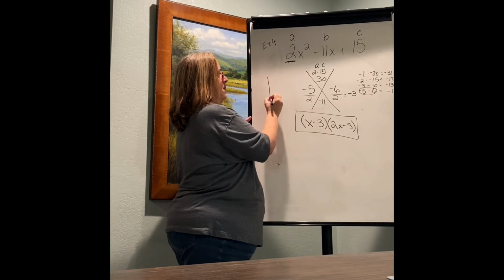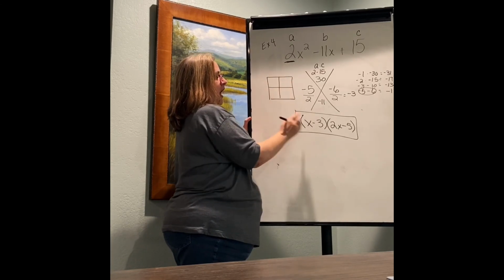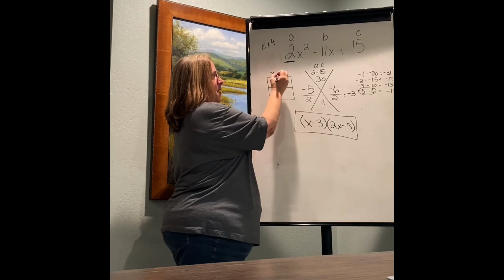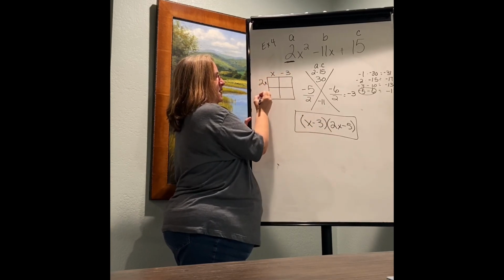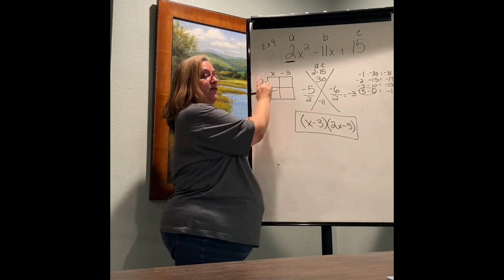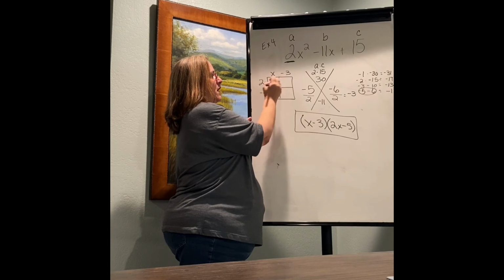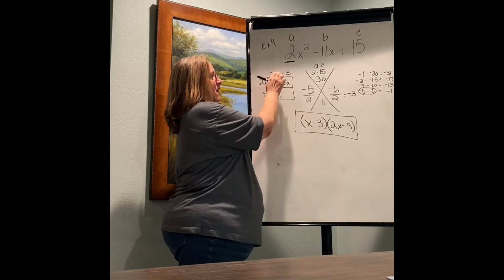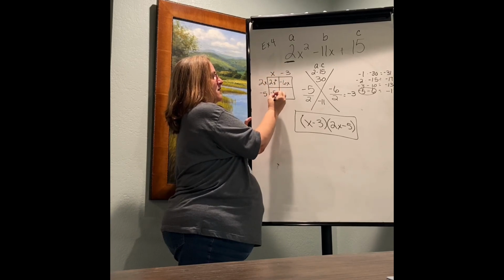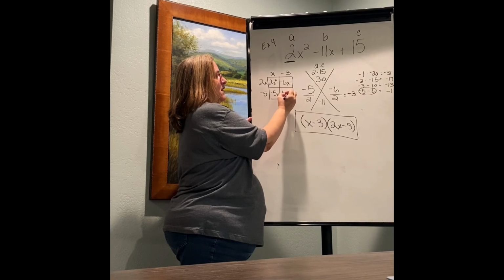So if I use the box method, I would take this first factor, put it on the top. This second factor, put it on the side. And then I multiply to fill in the box. 2x times x is 2x squared. 2x times negative 3 is negative 6x. Negative 5 times x is negative 5x. Negative 5 times negative 3 is a positive 15.